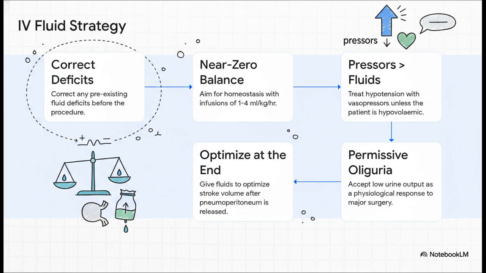Okay, let's talk fluids, because this is a big one. The old way of thinking, just pouring in fluids, is completely out the window. We now know that the low urine output we see during laparoscopy is a physiological stress response. It's not always a sign that the patient is dry. This concept is called permissive oliguria. So the modern strategy is to aim for a near-zero fluid balance, treat any hypotension with vasopressors first, and only start to optimize the patient with fluid after the surgery is over and the abdomen is deflated.